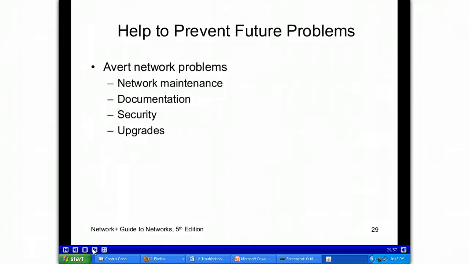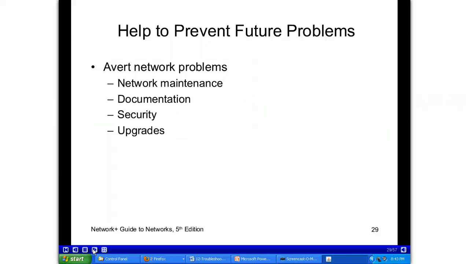So, last two slides. Avert network problems by network maintenance, documentation, security, and upgrades. Now, the last one: you want to be careful on when upgrades are done and how they're done, and that they're tested thoroughly with your system and your computers that are connected to your system and all the software and procedures, because it can cause some havoc. General network maintenance would be this.